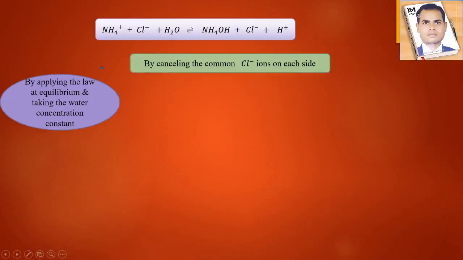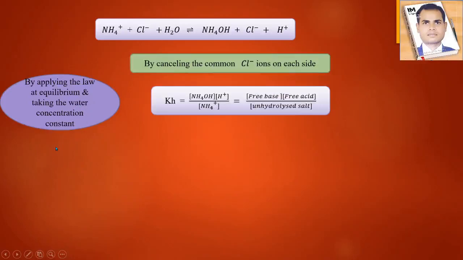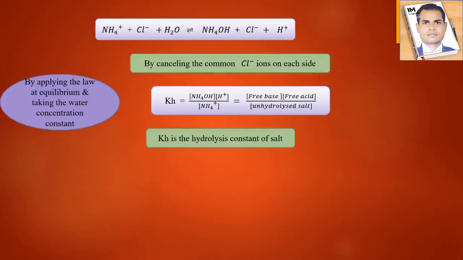For the remaining molecules, we apply the law of equilibrium, taking the water concentration as constant. So you will write in this way: KH, the hydrolysis constant, is the concentration of products divided by the concentration of reactants. The water molecule we consider as a constant and Cl gets cancelled, so remaining is NH4 plus only. NH4OH is the free base, and H plus is the free acid. Concentration of free base and free acid, divided by the unhydrolyzed salt. And KS stands for the hydrolysis constant of salt. For this solution, if you change the temperature, you will get different values.